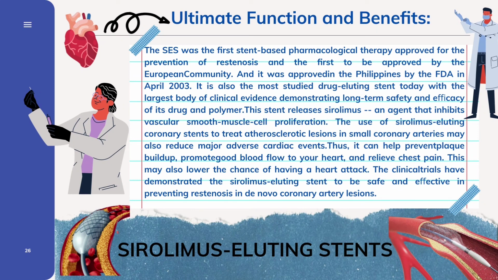And the use of the sirolimus eluting coronary stent to treat atherosclerotic lesions in small coronary arteries may also reduce major adverse cardiac events. Thus, it can help prevent plaque buildup, promote good blood flow to your heart, and relieve chest pain. This may also lower the chance of having a heart attack, and the clinical trials have demonstrated the sirolimus eluting stent to be safe and effective in preventing restenosis in de novo coronary artery lesions.